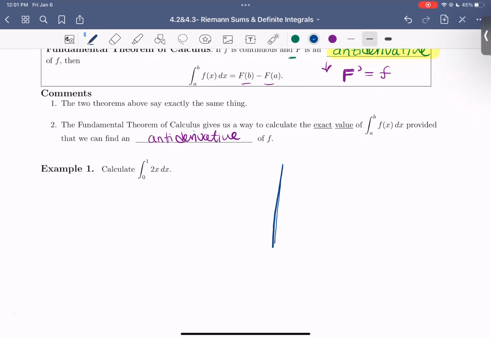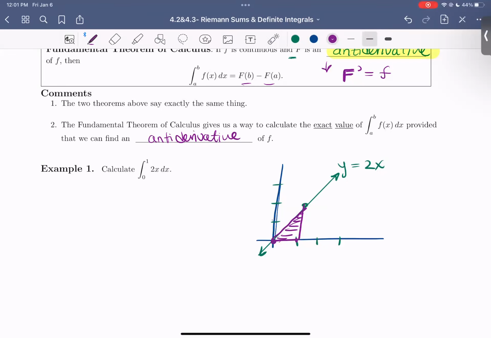So if we look at the curve 2x, what does that look like? Well, we just have 2x. If we had a function y equals 2x, it's just a line going through the origin, where if we rise 2, slope of 2, so if we rise 2, go over 1, we can plot our line. So our line looks something like this. Now we want to compute the integral of this function from 0 to 1. That means we want to compute the area under this curve.